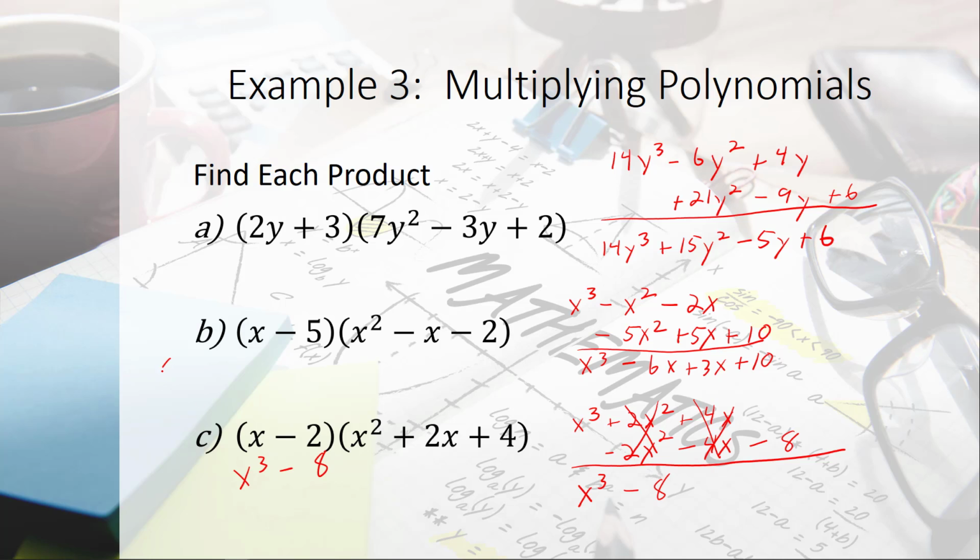But it turns out that 8 is equal to 2 cubed. So this is also equal to x cubed minus 2 cubed. So this right here is a very useful polynomial identity, which you may find yourself using from time to time.